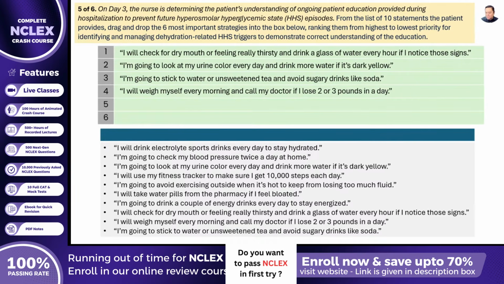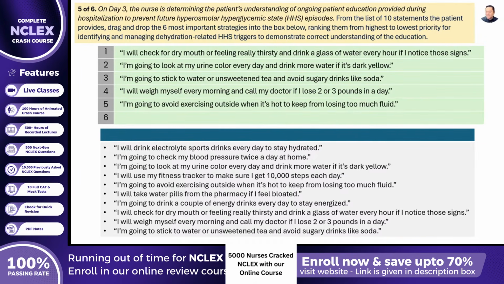All right, almost done here. The next priority should be this one: I'm going to avoid exercising outside when it's hot to keep from losing too much fluid. This is preventative and shows good awareness because hot weather plus exercise can cause them to sweat a lot and can lead to fluid loss. And if the patient already had an episode of HHS triggered by dehydration, avoiding fluid loss in hot conditions is a very wise move. This is not really urgent day to day, but this is a good plan that they should keep in mind.